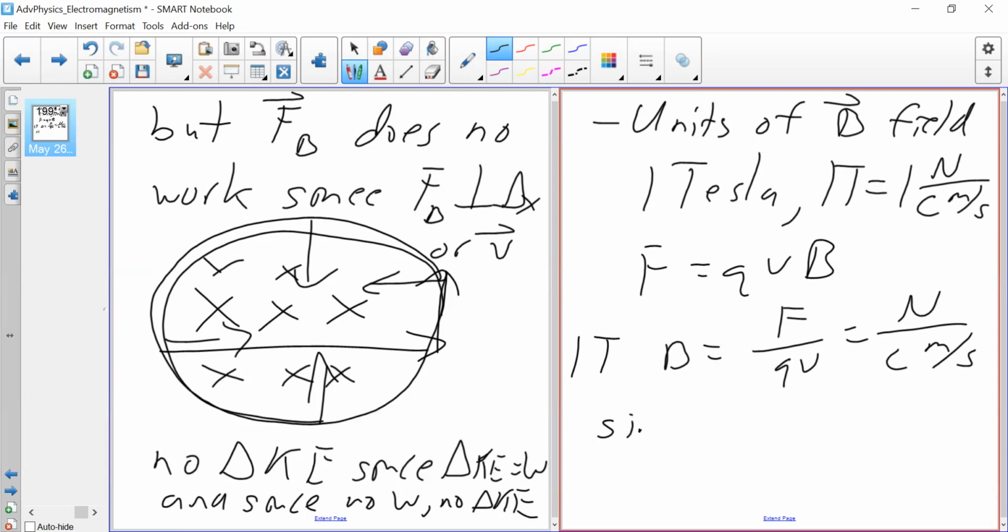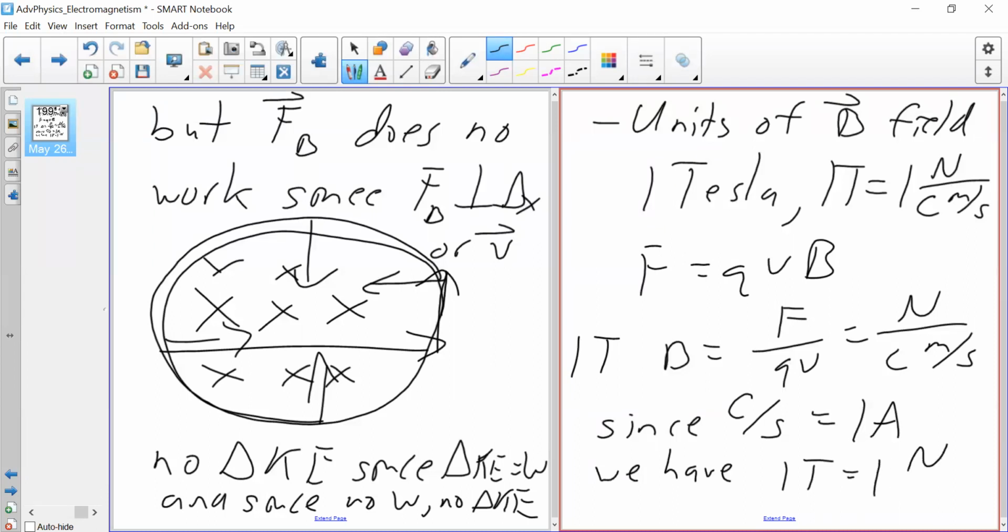Named after Nikola Tesla. Since Coulomb per second, we know from last chapter 28, is 1 amp for current, we have 1 Tesla is equal to 1 Newton per amp meter.